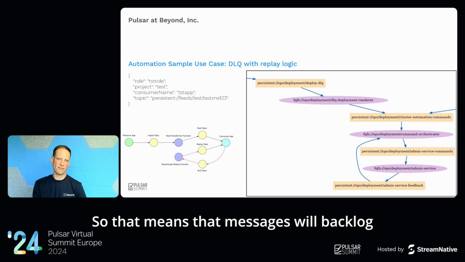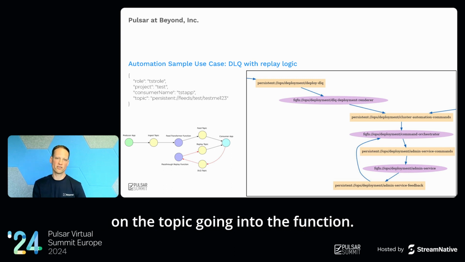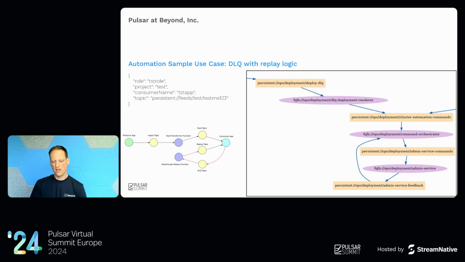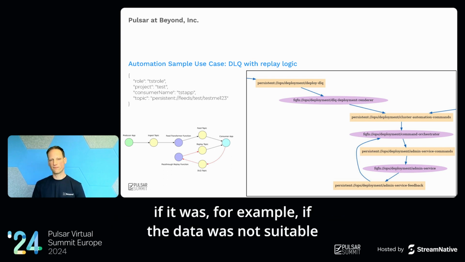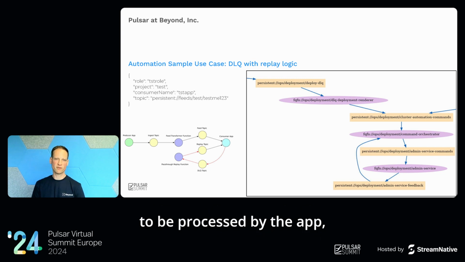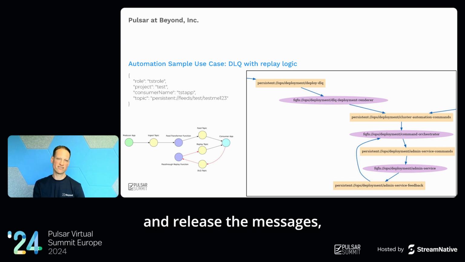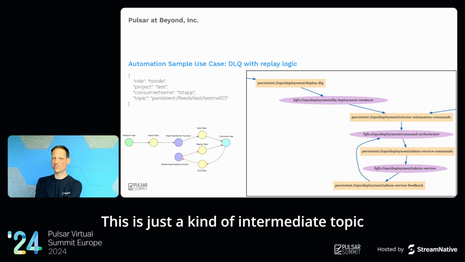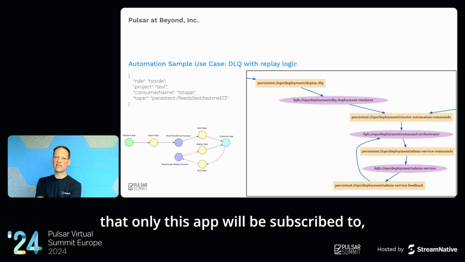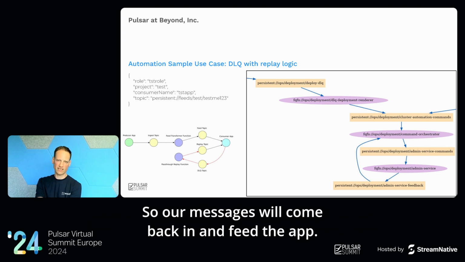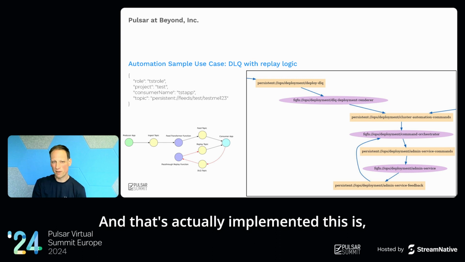That means that messages will backlog on the topic going into the function. If, for example, the data was not suitable to be processed by the app, teams can clear the backlog or redeploy the app and release the messages, and they go through this replay topic. This is just an intermediate topic that only this app will be subscribed to, and it will be under the same subscription as the main input topic. So messages will come back in and feed the app.